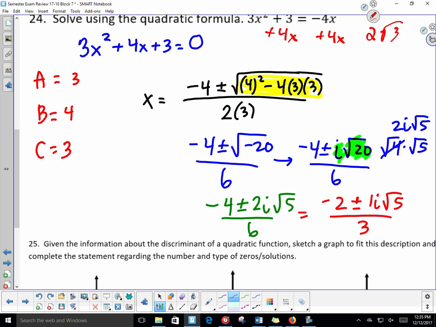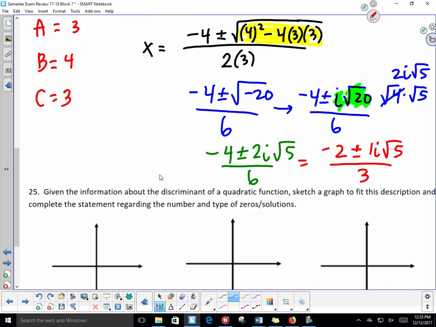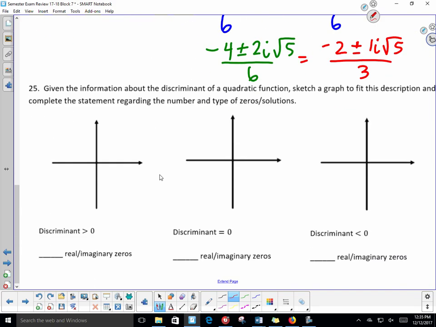What kind of answers are those? If it has an i, they are imaginary. Would you see those answers on the x-axis if you were to graph that function? No, because imaginary answers you can't see where it crosses. It doesn't actually cross. Which kind of leads us into 25, which is why I asked you that one.